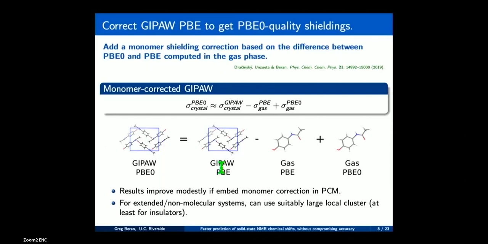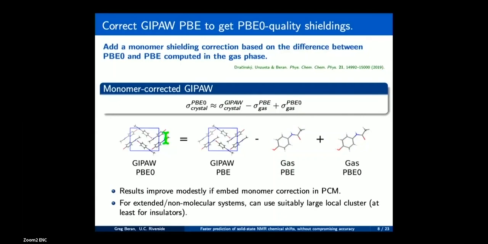So the basic idea is that switching to a hybrid functional with GIPAW in the plane wave basis set is really expensive. It's something like a factor of 10 or more expensive than the GGA, which is why people don't do it. But if you want to get the same benefits, you can run your GIPAW calculation like you do today. And then all you need to do is extract, for example, the monomer in the asymmetric unit if you're doing something like a molecular crystal. And then you calculate the gas phase shieldings with PBE. And you calculate the gas phase shieldings with PBE0. And then you just take the difference between those two and add it on top of GIPAW. And then you effectively get what are on par with hybrid functional quality GIPAW chemical shifts or shieldings.